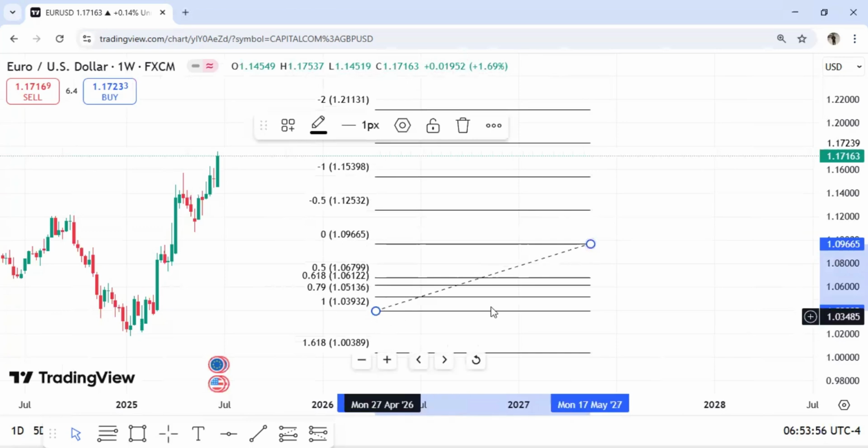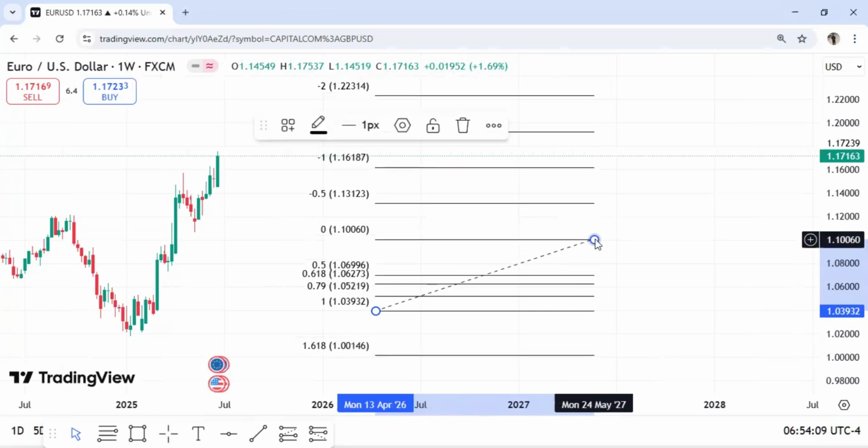So this is just how I use my Fibonacci. Forget this 1.618 and the rest of that. Maybe I could get that off. But the most important things I'm looking at whenever I draw my Fibonacci tool are the 1 level. This is just the 1 level, so that is the 100% level.